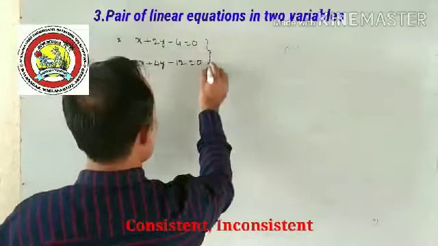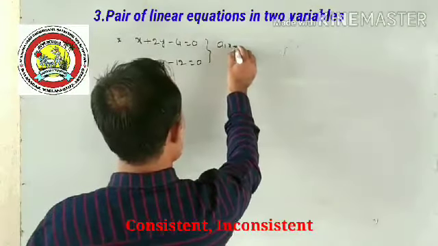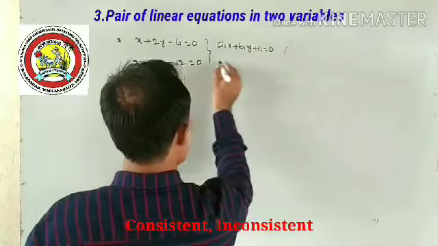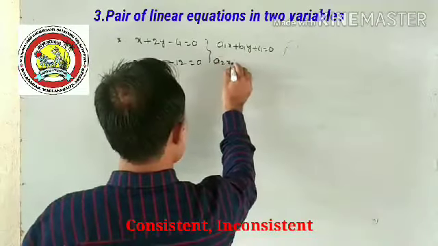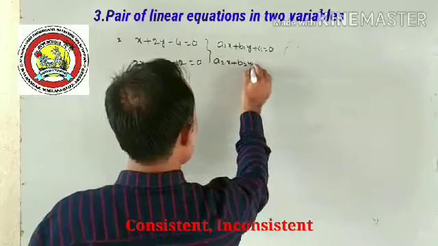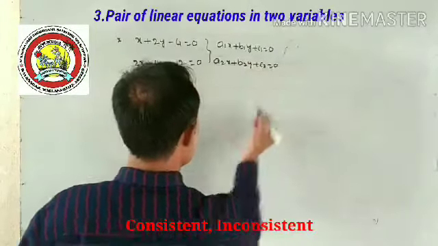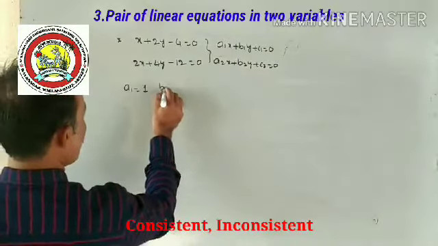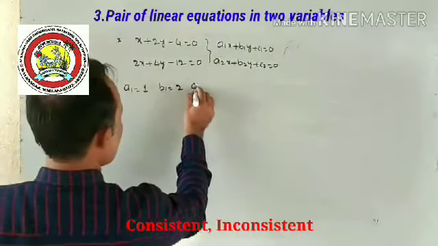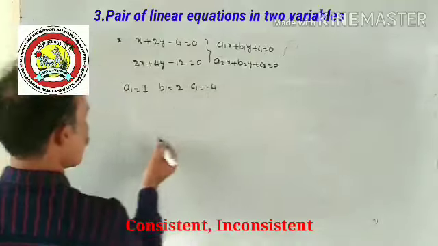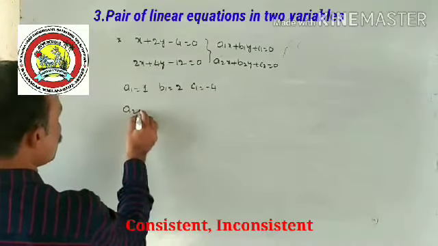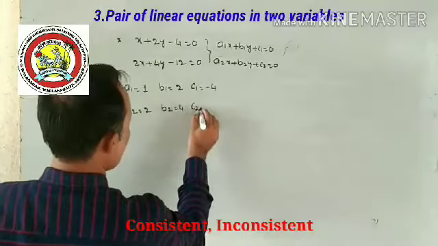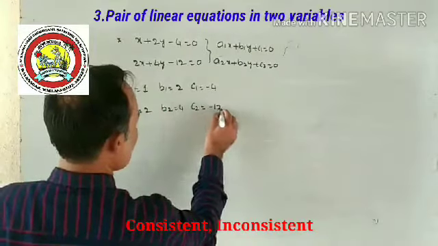Again as usual, comparing with a1x plus b1y plus c1 is equal to 0, and a2x plus b2y plus c2 is equal to 0. Note down the values. The value of a1 is 1. What is the value of b1? 2. c1 value is minus 4. What is the value of a2? 2. What is the value of b2? 4. What is the value of c2? Minus 12.